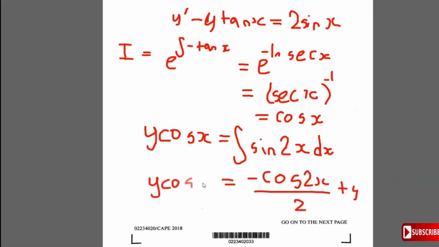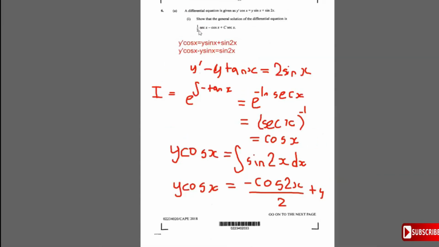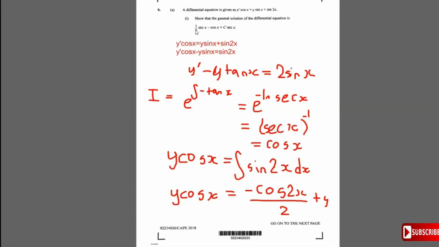All right, so now we have y cos x. Now we need to show that the general solution of the differential equation is y equal to a half sec x minus cos x plus c sec x. So we need to get rid of this cos 2x over 2. And better to put my plus constant as maybe a plus c. Since they're using c, put a plus c.